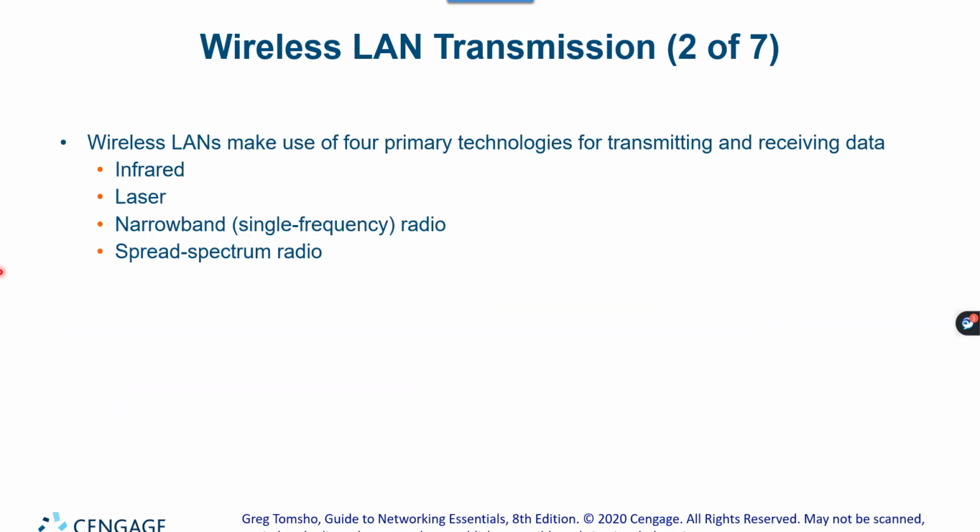There are 4 primary technologies for wireless. We typically use the radio, but we can also set up wireless LANs to use infrared, like the remote control to your TV. We can also send signals with a laser. We can have narrowband, where we have a single frequency. That would be like your radio in your car. We can also use spread spectrum radio, where we frequency hop.